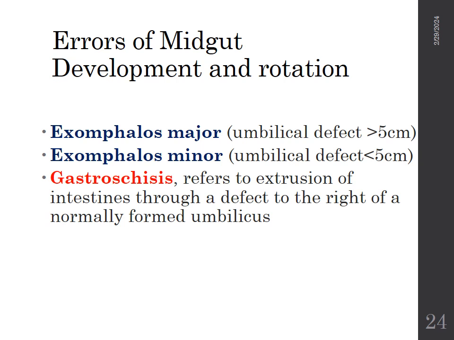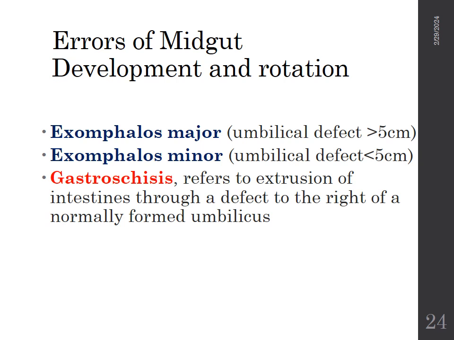We have a serious problem that we sometimes see, the omphalocele and the gastroschisis, or exomphalus and gastroschisis. These are actually errors of the midgut development and rotation. First of all, we'll talk about exomphalus major and minor and the gastroschisis. In both cases, we see a hernia, an intestine protruding through the umbilicus.